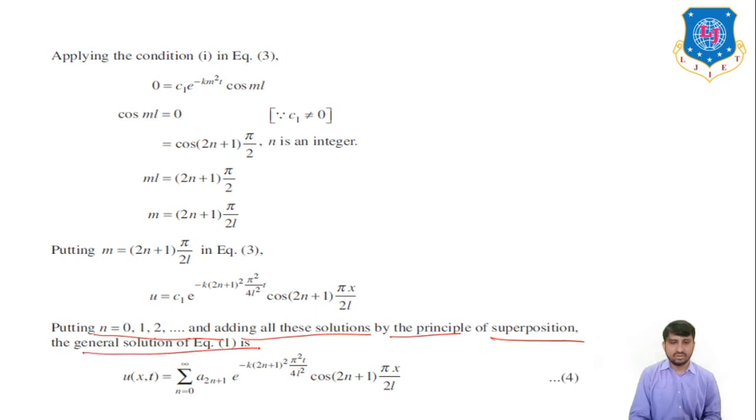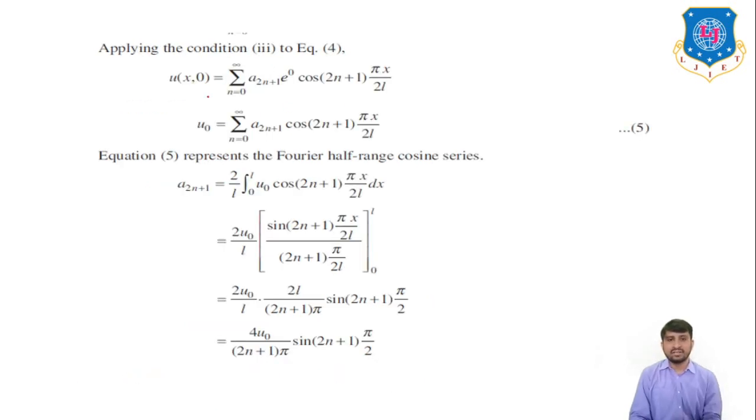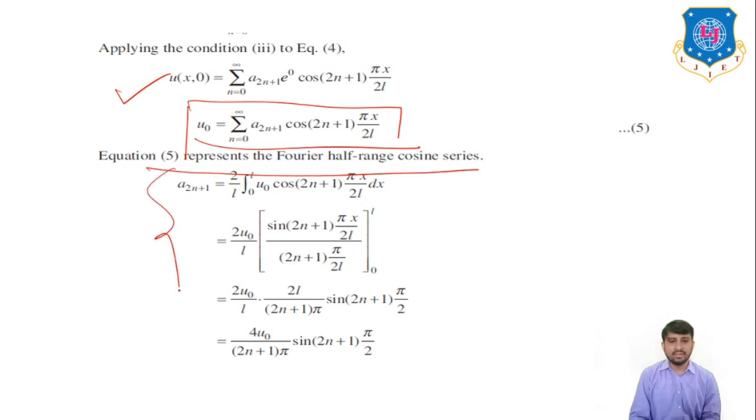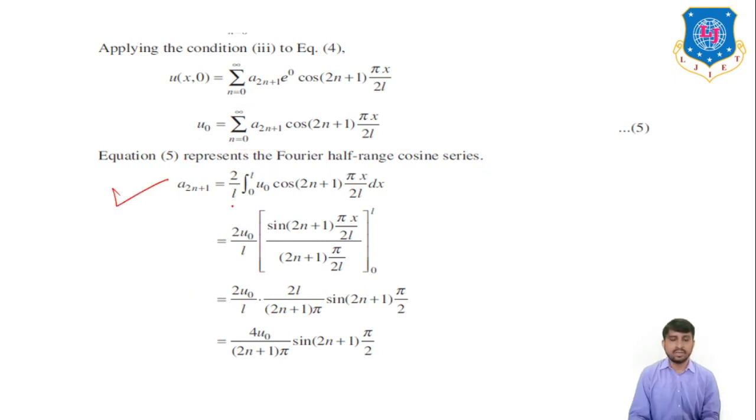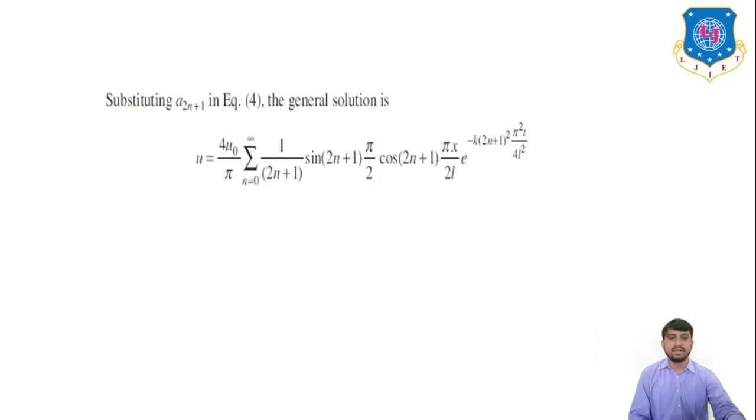adding all these solutions by the principle of superposition, the general solution of equation 1 is u(x,t), that is equal to, okay, and applying the condition in this equation number 3. So finally you will get this equation with u0. Okay, and equation 5 represents a(2n+1), the value of which you can find using Fourier series. Okay, this is exactly the equation of Fourier series: a(2n+1) is 2 by l, integral from 0 to l, u0 cos of (2n plus 1) pi x by 2l dx. Okay, and finally using the integration you will get this value. Okay, clear? So finally this is our solution.